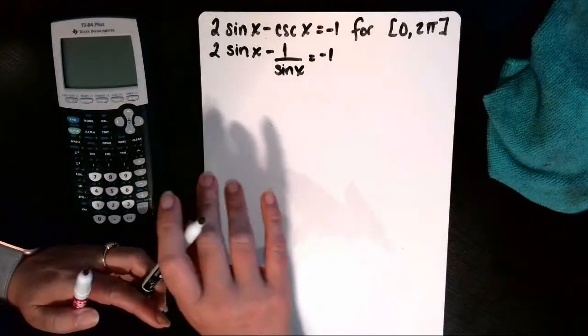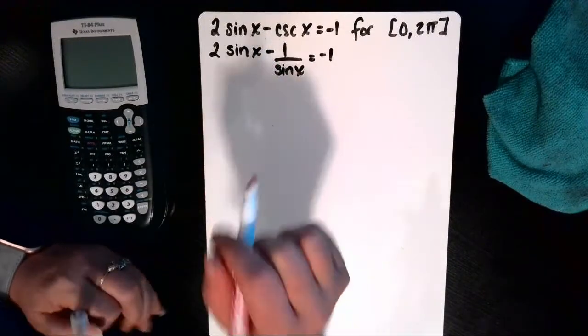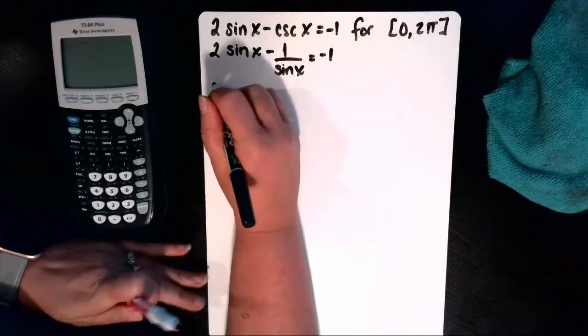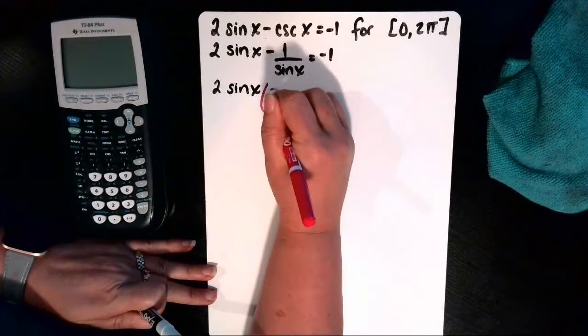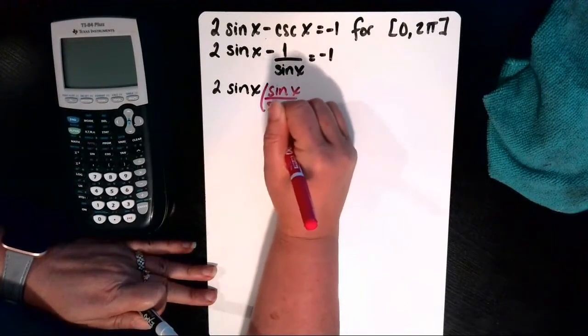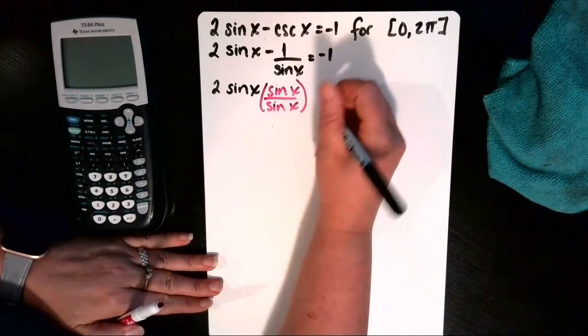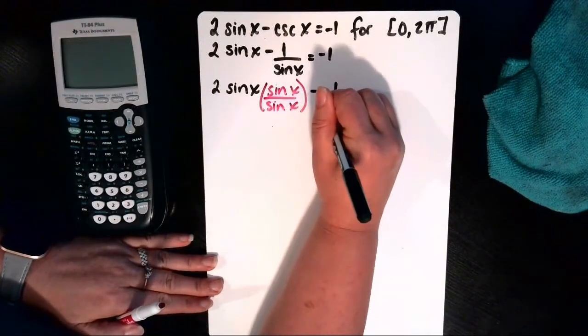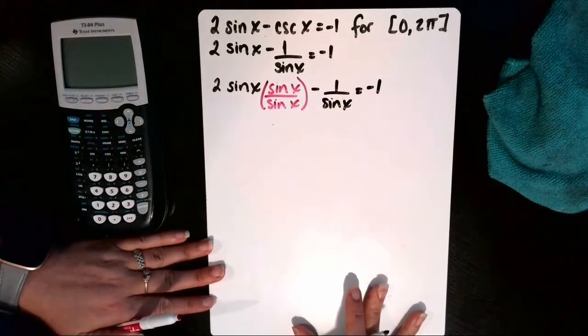Okay, now we need a common denominator in order to combine these two terms. So I'm going to multiply 2 sine of x by sine of x over sine of x so that I can get a common denominator. And that's -1 over sine of x is equal to -1.